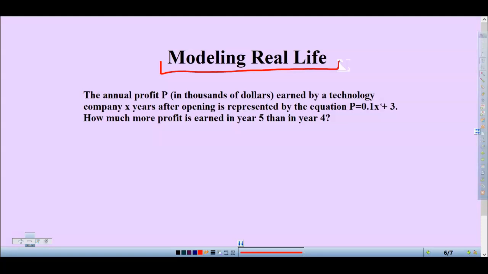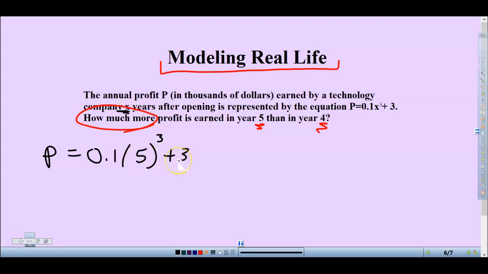In order to first answer this question, we need a couple of values. We need to identify, well, okay, how much did they earn in year 5, or their 5th year? How much did this company earn in their 4th year? And then to figure out how much more, we're just going to simply subtract those two numbers. So let's dive in. It's a simple substitution. We've got the profit is equal to 1/10 x. Well, x is our years, remember? So let's do the 5 years first. Sure, why not? Cubed plus 3. Okay.